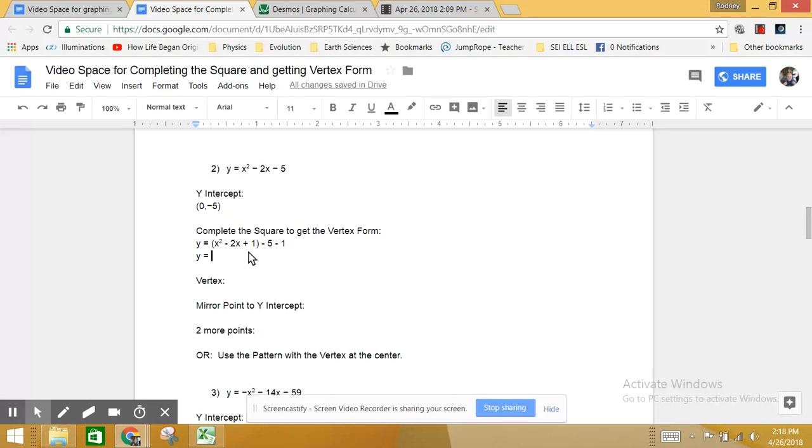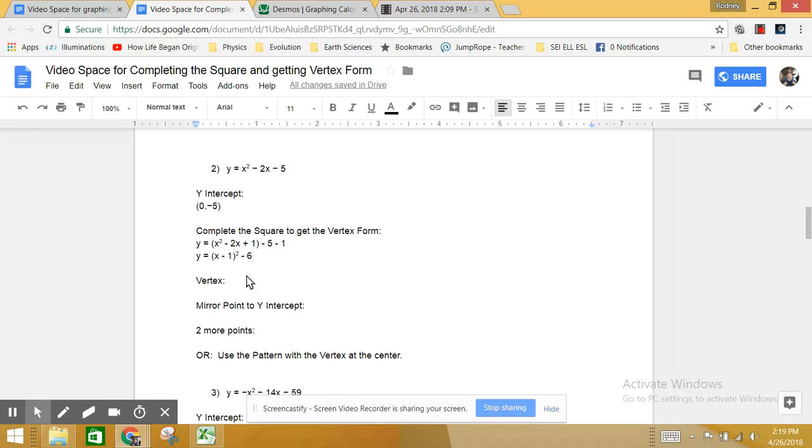the second factor. I can factor that into x minus 1 squared. It's minus because this is negative. If you're unsure about that, go back and review the perfect square special case. It's really important to be familiar with that. And minus 5 minus 1 becomes minus 6.